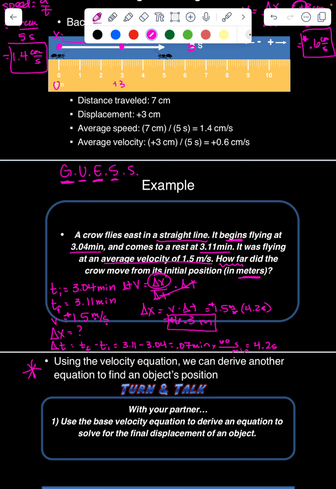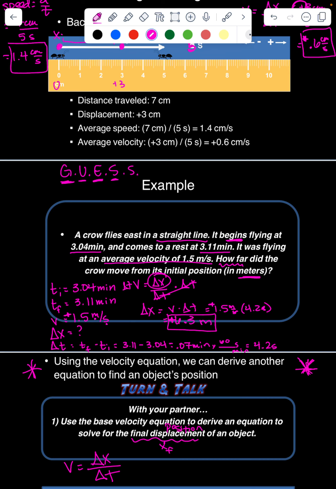Okay, now this one is the fun one. All right, I want you to put a star around this one. All right, this one's going to be fun. So it says use the base velocity equation to derive an equation to solve for the final displacement of an object or the final position of an object. Okay, so if we start off with the basic velocity equation, so velocity is equal to delta x over delta t. I want you to rearrange this equation to solve for the final position.